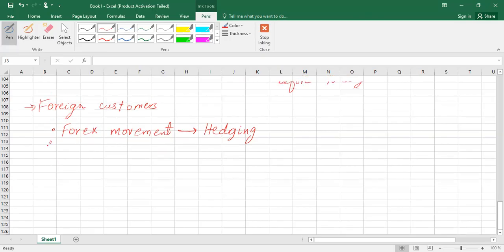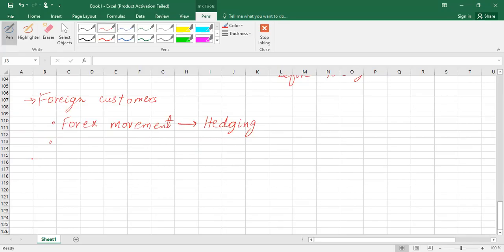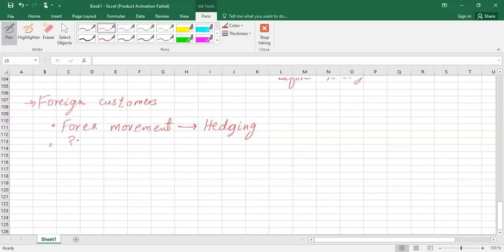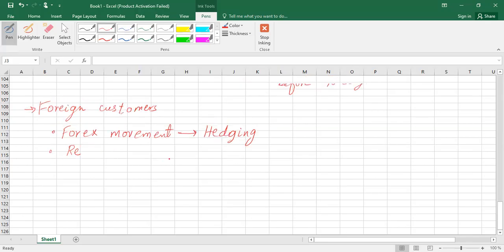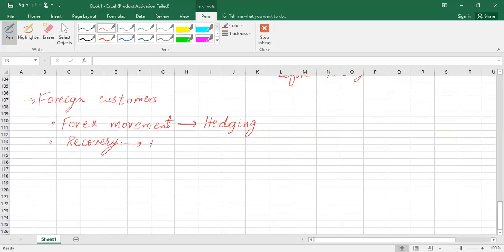Apart from this forex movement, the second very important element of the factor is what is called recovery. How to recover these funds from the foreign customers? There are different options. First one is bills of exchange. As I told you, you are going to involve two banks in this transaction. First one is your bank and the other one is your customer's bank. Your customer's bank is providing assurance to your bank that your customer will settle the liability on time.